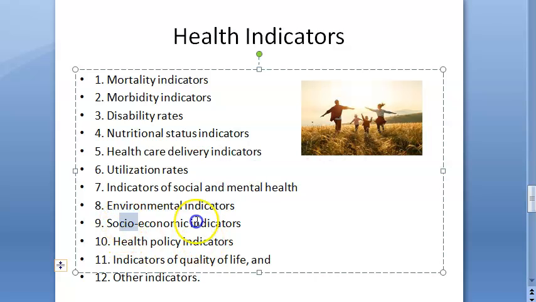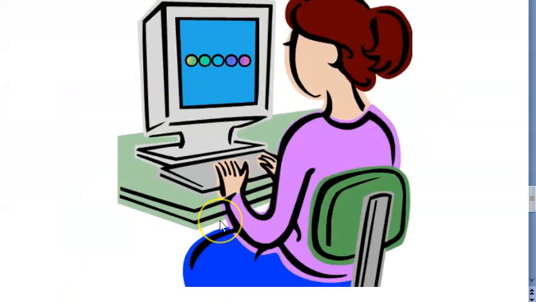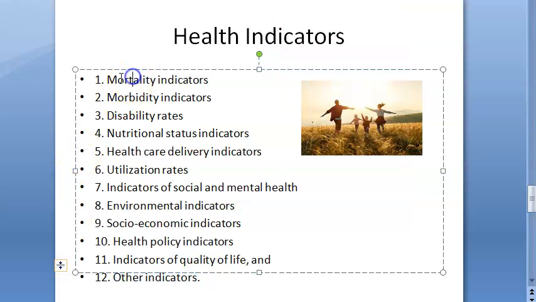Environmental indicators, to see what will indicate that you are living in a good environment. Socio-economic indicators, such as per capita income, etc. Health policy indicators, to show how good the policy is. Indicators of quality of life and other indicators. Did it just go above your head, guys? There are so many indicators and each of these will have some things under them, so you'll have to look at all of it. Let's get started with mortality indicators.